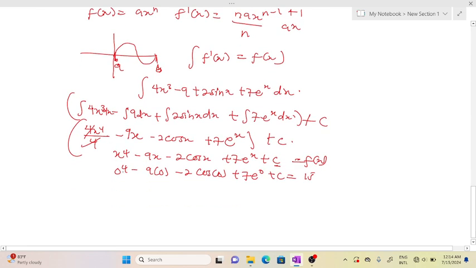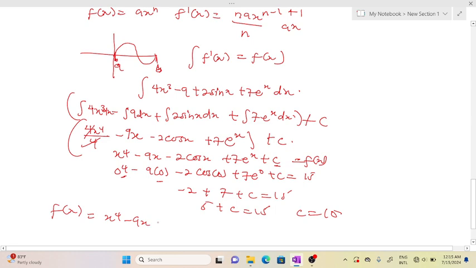At this point, this is 0, this is 0, and cos 0 is 1. So I'm going to have minus 2 plus, now e to the power 0 is 1, plus 7 plus c is equal to 15, right? So this gives me 5 plus c is equal to 15. Therefore, c is equal to 10, right? So f of x finally is equal to the expression x to the power 4 minus 9x minus 2 cos x plus 7e to the power x plus 10, that's all.